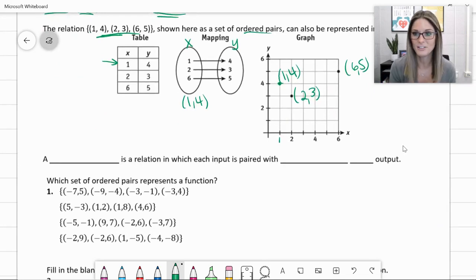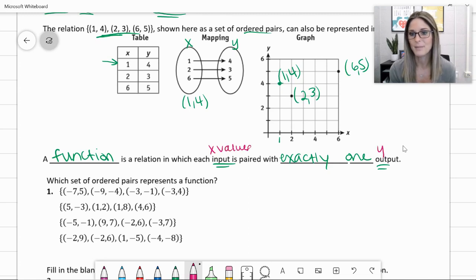Now today's lesson is about functions. A function is a relation, but it's very special. Only certain relations are good enough to be called functions. So functions are special relations in which each input is paired with exactly one output. So let's talk about that as well. When I say input, I mean your X values, and output, I mean your Y values. So this says each X value is paired with exactly one and only one Y value, okay?